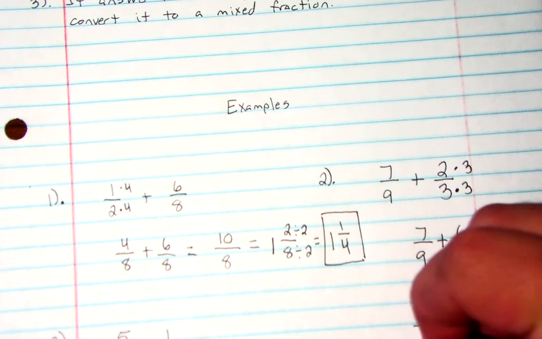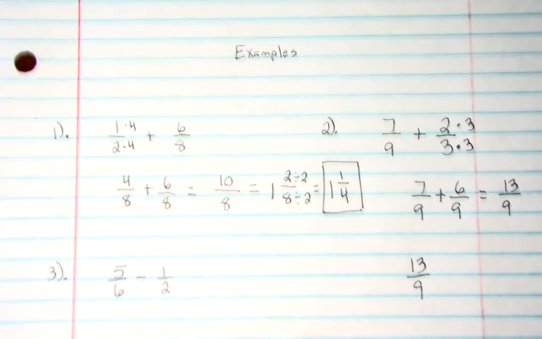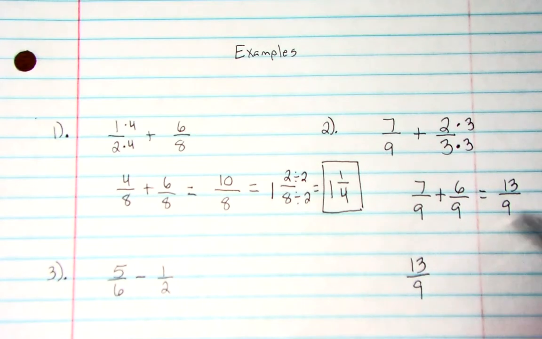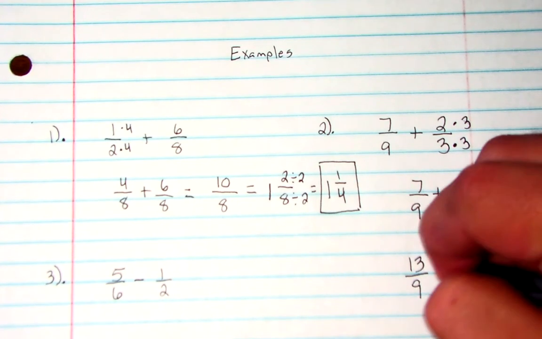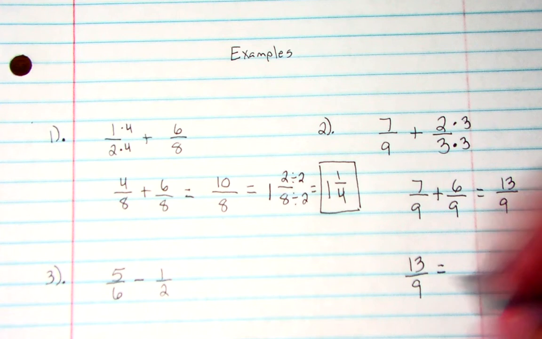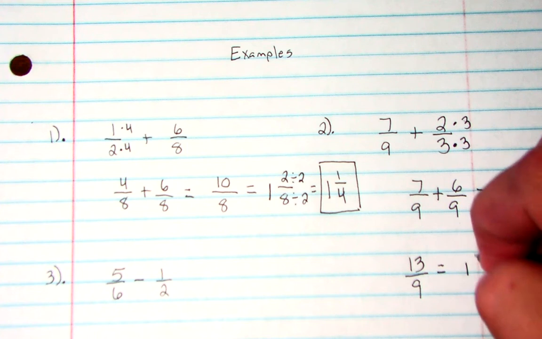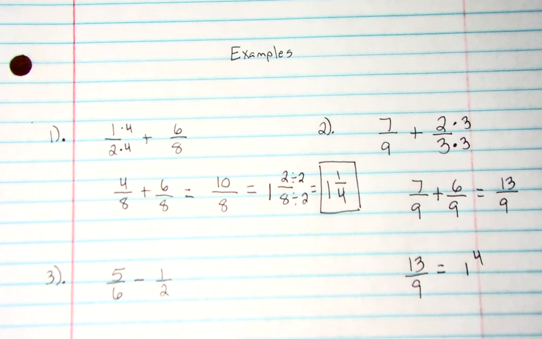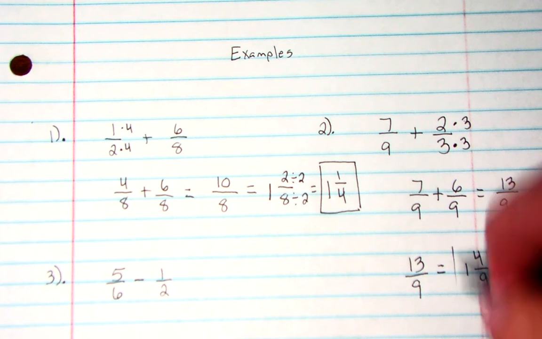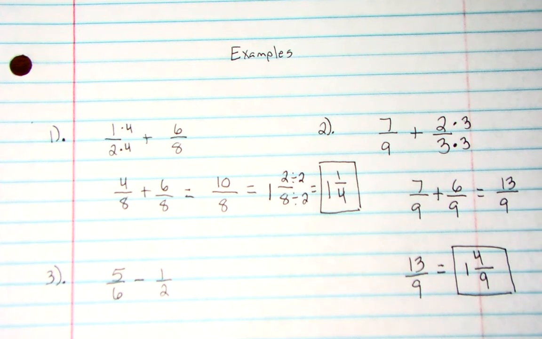So again, ask yourself, how many times can 9 go into 13 evenly? Well, 9 can go into 13 evenly one time. With how much remaining? Well, 13 minus 9 is 4, so there's your remainder over what's your common denominator? Common denominator here is 9. Can this fraction be simplified any lower? No, it cannot. There's your answer.